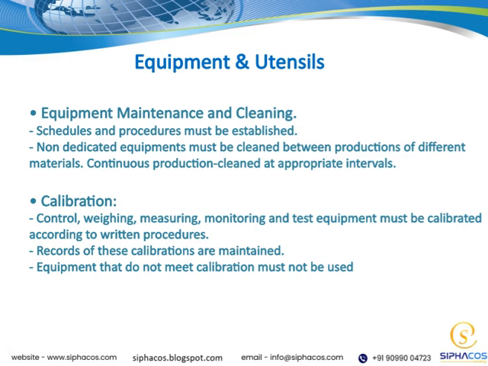Next, let's talk about calibration. All control, weighing, measuring, monitoring, and test equipment must be calibrated according to written procedures. Having these procedures documented helps us stay consistent and ensures accuracy. It's also important to keep records of all calibrations performed. This way, we have a traceable history of equipment performance. Remember, if any equipment does not meet calibration standards, it must not be used until it is properly recalibrated and verified.